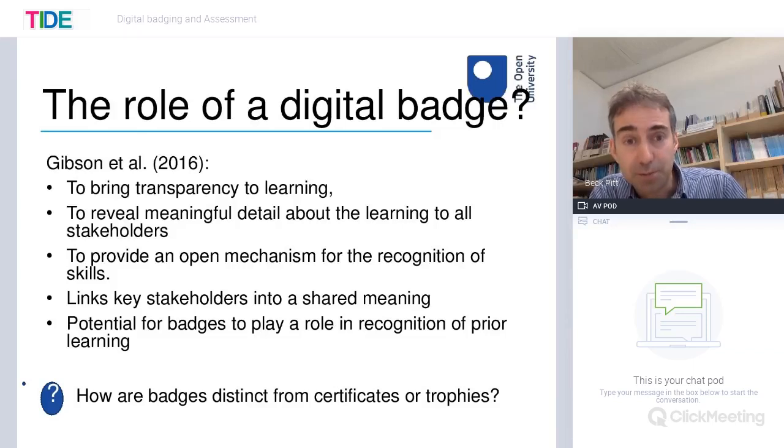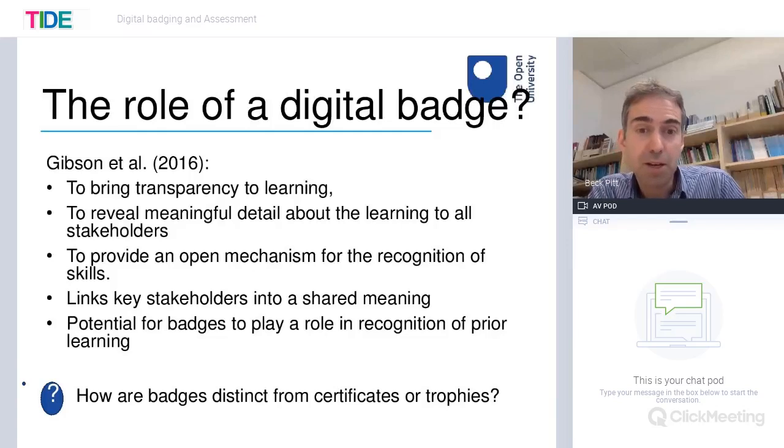And the role of a digital badge. Well, some of the roles of digital badges, according to Gibson, are to bring transparency to the learning, so learners can see what the badges are, they can see what they need to do to achieve those badges. The badges reveal meaningful detail about the learning to all stakeholders. So this means that teachers, learners, and employers can all see that detail.